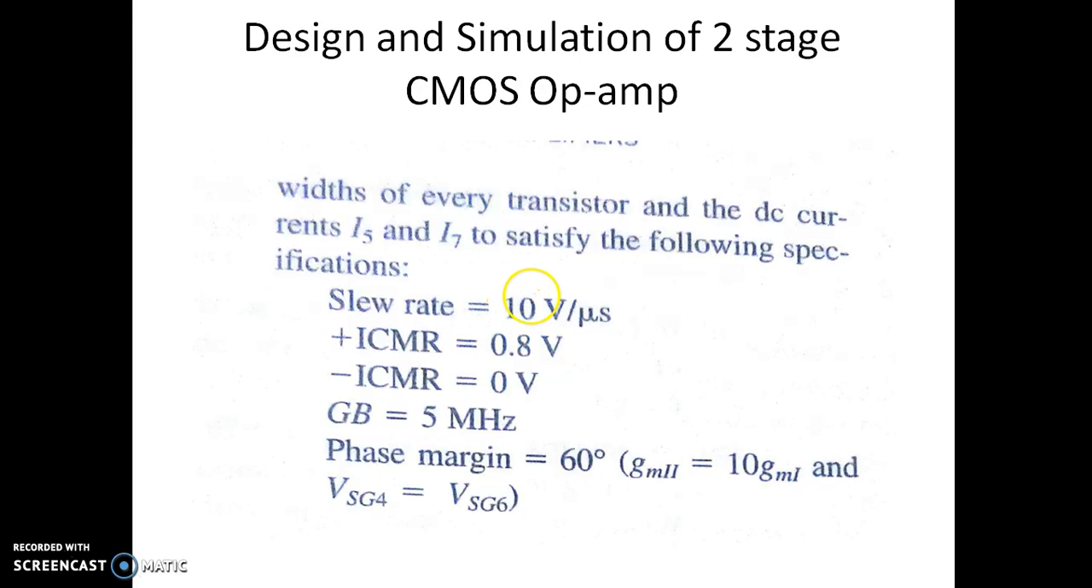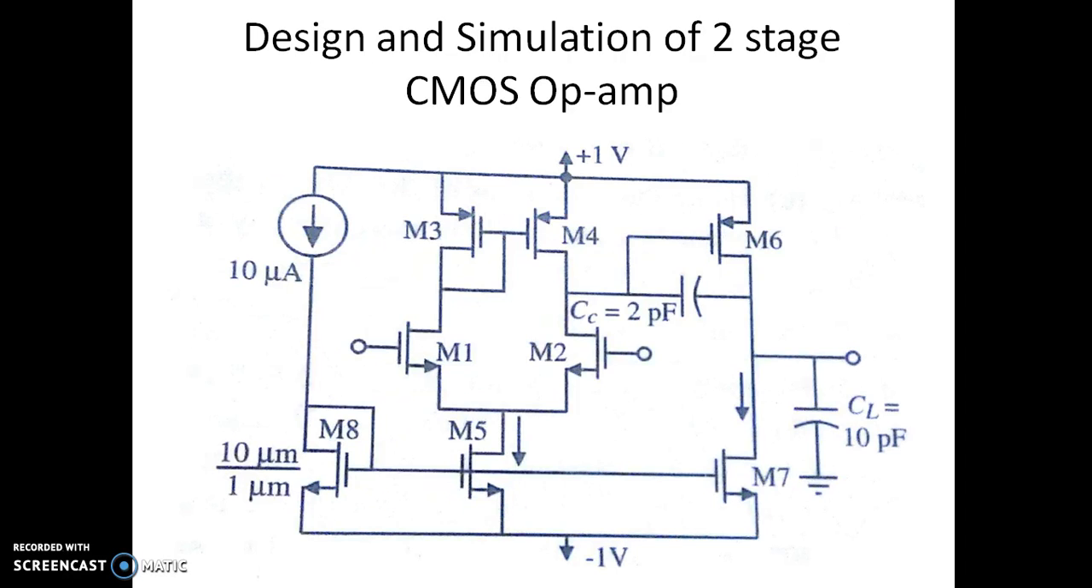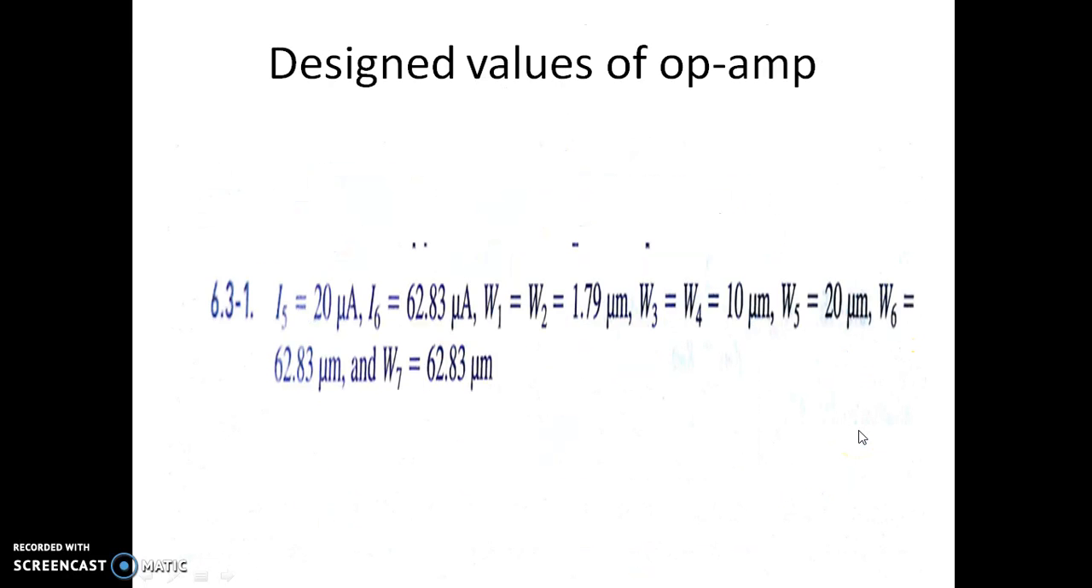specifications. The slew rate is 100 volt per microsecond, ICMR is 0.8, the minimum ICMR is 0 volt, the unity gain bandwidth is 5 megahertz, and the phase margin is supposed to be 60 degrees. With these specifications, we are asked to find the dimensions of all the transistors, their widths, because length is already given. We have a compensation capacitor of 2 picofarads, and a load capacitor of 10 picofarads.